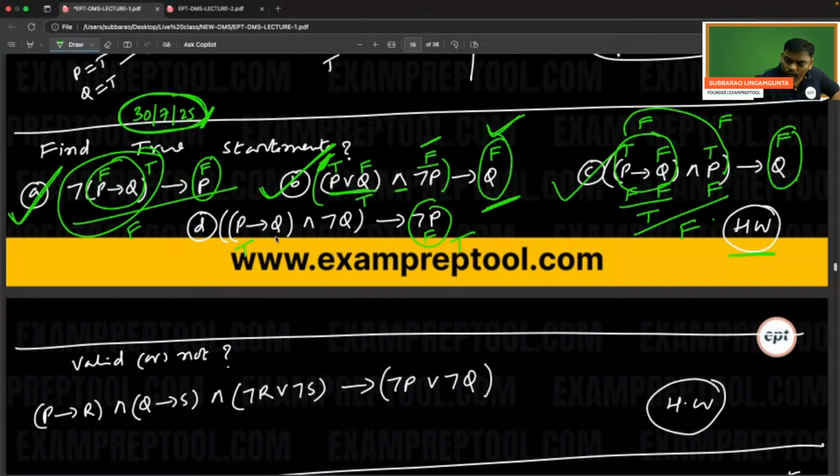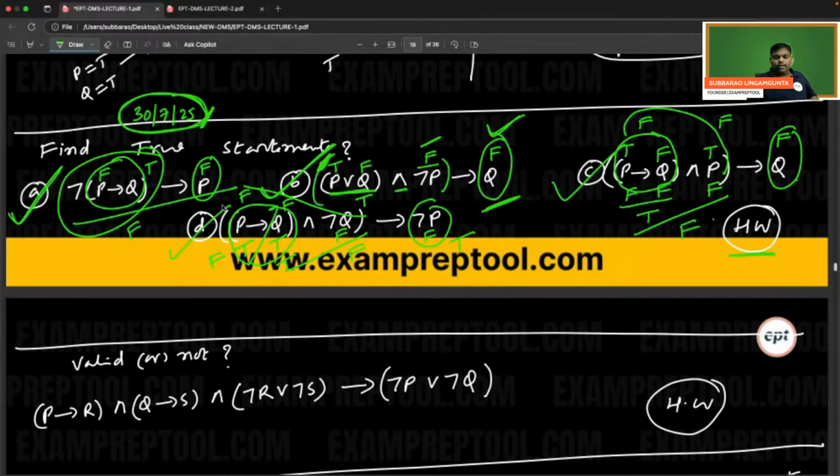Suppose if you take Q as true, this will become true. True and, right? It will become false. True and false becomes false. So Q as true, finally false I got. Let's take Q as false. This became false and anything and false is false. So to this problem, the answer is: all are correct. A, B, C, D correct.